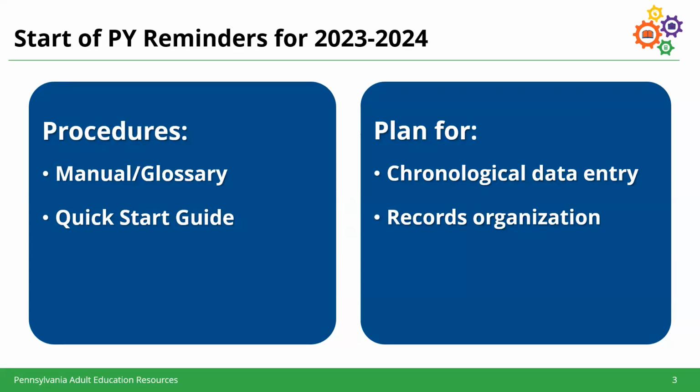Supports for that include the manual glossary and the quick start guide. There are multiple documents on the PA Adult Ed Resources website, but those two are the core documents, particularly the Quick Start Guide at this time of year. That's the most timely document. The Quick Start Guide does not replace the manual glossary as a guide that instructs the use of eData. The manual glossary is still your core document for that. However, the Quick Start Guide does provide some highlights that are useful for this time in the program year.